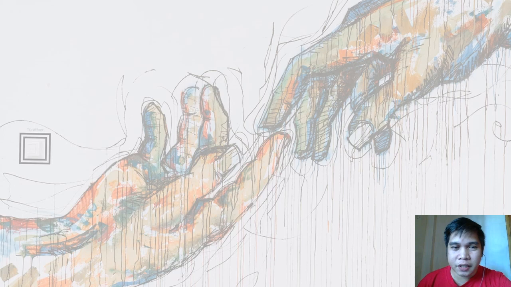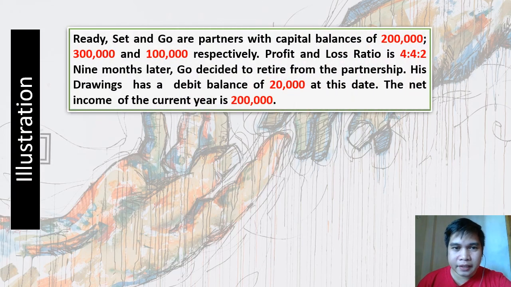Okay, so let's have an illustration. Let's say, Ready, Set, and Go are partners with capital balances of 200,000, 300,000, and 100,000 respectively. Profit and loss ratio is 4-4-2. And 9 months later, Go decided to retire from the partnership.